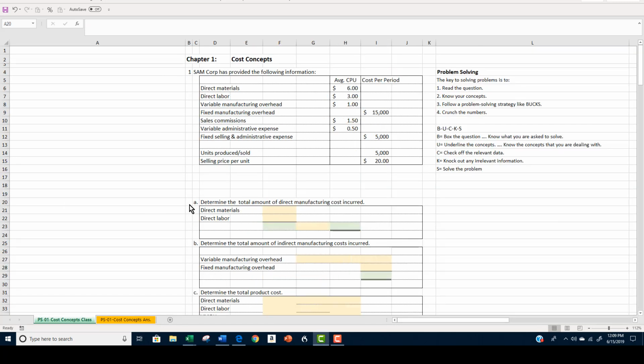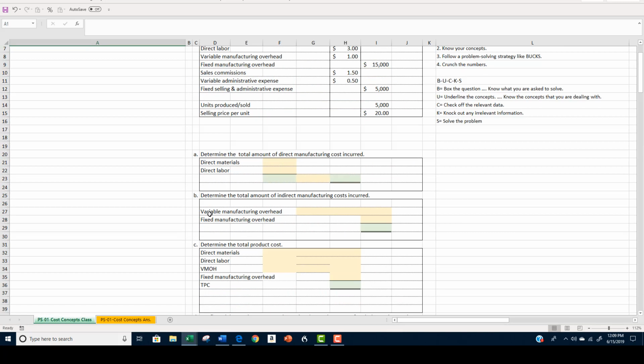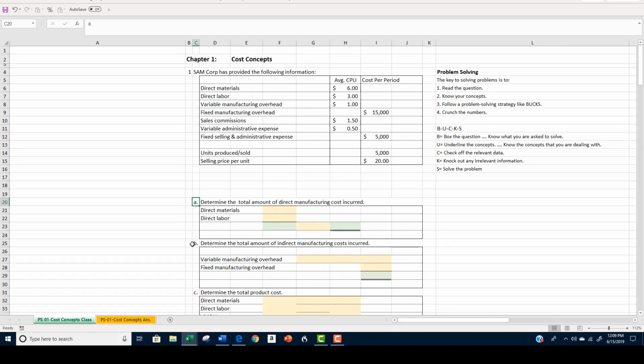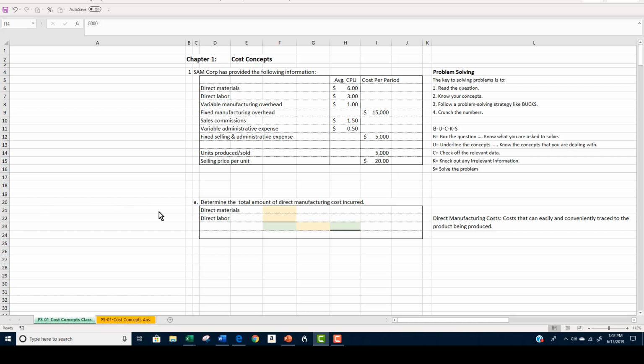Questions A through K are based on the data provided in the schedule. Boxing each question is simple, as the problem to be solved for each case is simply stated. Question A asks that we determine the total amount of direct manufacturing cost. The concept to be underlined here is direct manufacturing cost. As you know, these costs are easily and conveniently traced to a specified cost object. The cost object for this problem is the product being produced and sold.